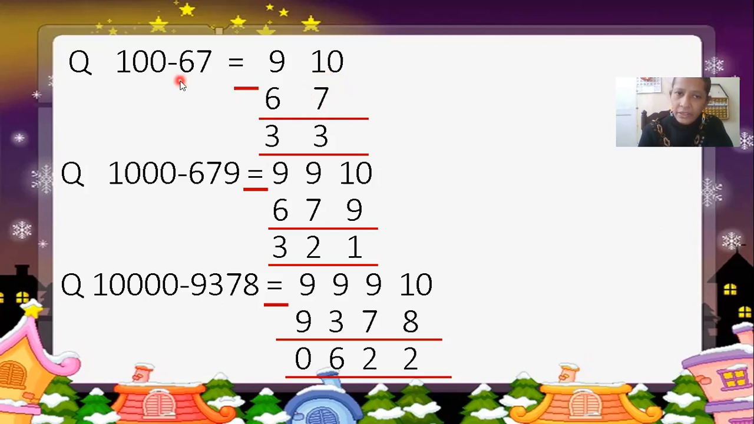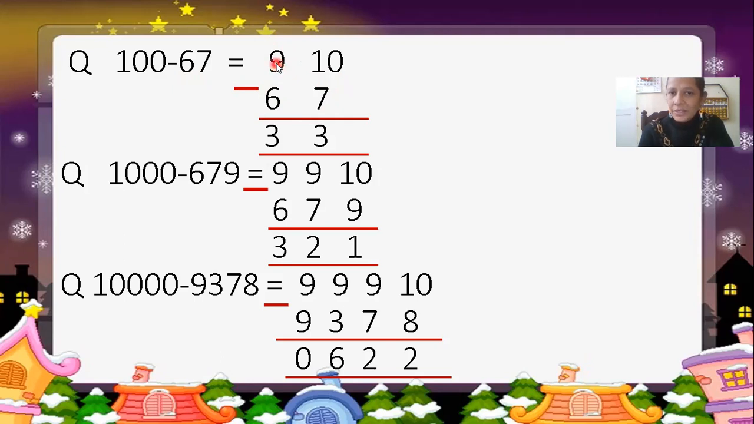And before 7, in this particular question, you can see only one digit is here, that is 6. So above 6, I have written here 9. So now what will you do? Now you will subtract as it is.